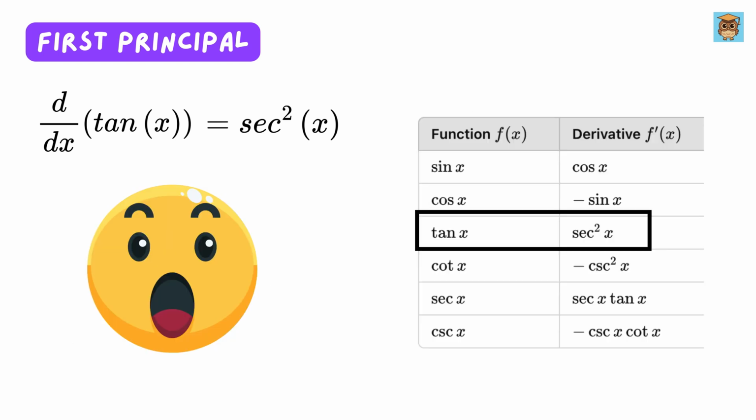Look at this table. We have the derivative of tan of x equals sec square x.